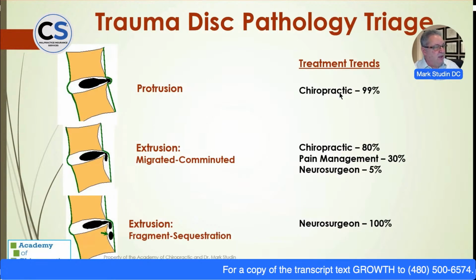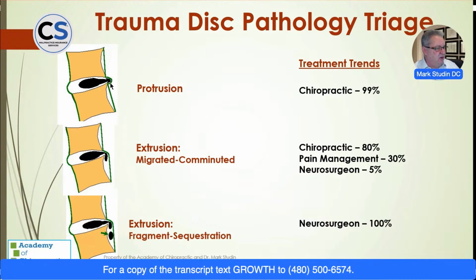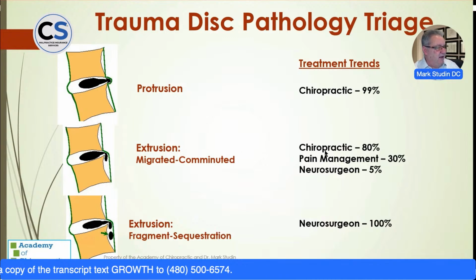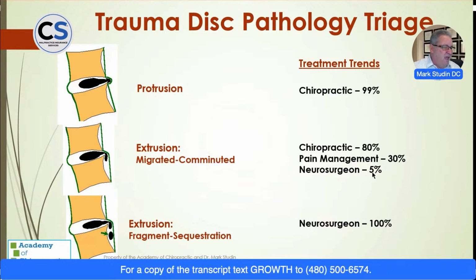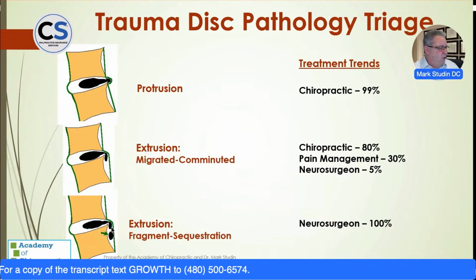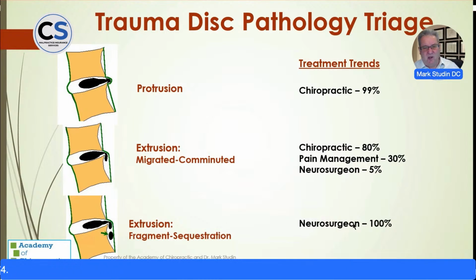So chiropractors, most of us can handle a protrusion. Chiropractic can handle about, and this is not evidence in the literature, this is my opinion, about 80% of extrusions that are migrated, common unit, or attached. And pain management maybe about 30% of the time, and neurosurgeons 5% of the time. Once that's fragmented off, don't touch. Don't touch. Right to the neurosurgeon. Patient's going to be in exquisite pain. That's an easy triage. It's easy, easy, easy.